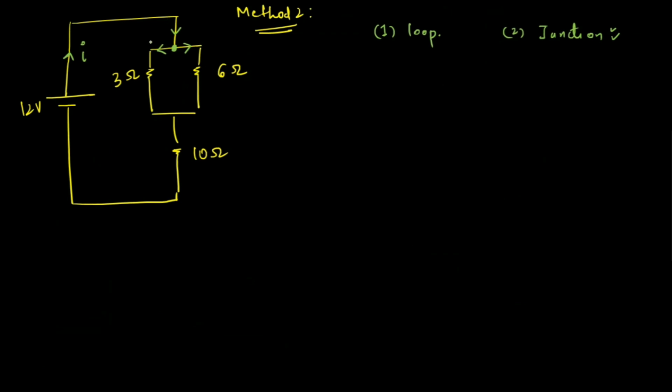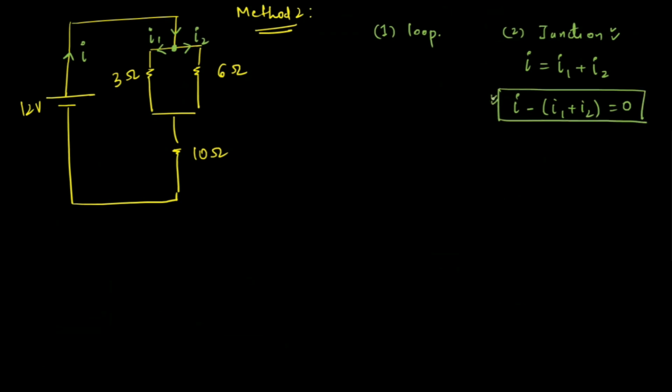So I can assume that this is going to be I1, this is going to be I2, and whatever is coming from this battery is I. So I can simply write using junction rule that I must be equal to I1 plus I2, or I can say I minus (I1 plus I2) must be equal to 0. Does this make sense?